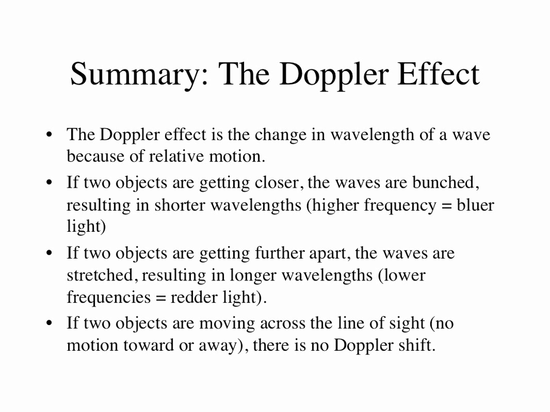If the two objects are getting closer, the waves are bunched together, which means we have shorter wavelengths and a higher frequency, which means bluer light or a blue shift. If the two objects are getting further apart, the waves get stretched, which results in longer wavelengths, which means lower frequencies, which we call a red shift. And if an object is moving across the line of sight, then there is no Doppler shift.